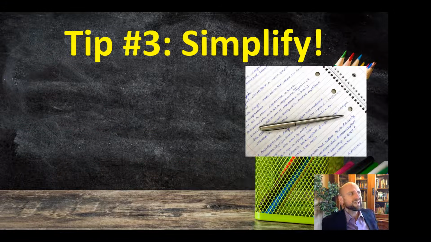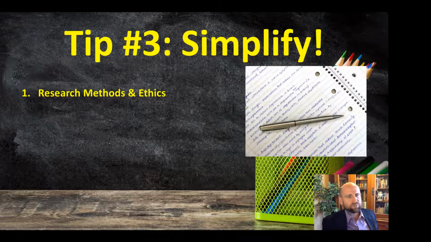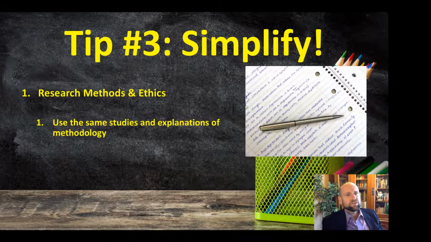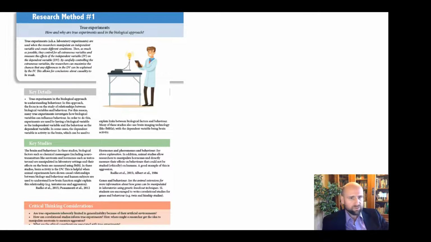All right, third tip, another simplifying tip: research methods and ethics. Use the same studies and explanations of the methodology. Similar to what I said before, if you're going to revise true experiments, then revise the true experiments and use those same experiments to write about ethical considerations. Now, I've gone ahead and done this for you in our revision textbook.